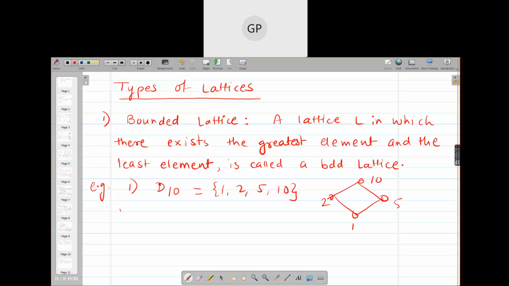So what is the greatest element here? And what is the least element here? Least is 1 and the greatest is 10. Because 1 is less equal to 5 and 1 is less equal to 10, therefore 1 is the least element. And 1 is less equal 10, 2 is less equal 10, 5 is less equal 10, therefore 10 is the greatest element. So all DNs are bounded lattices.